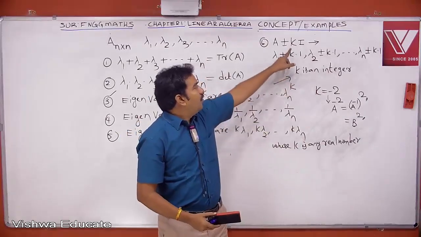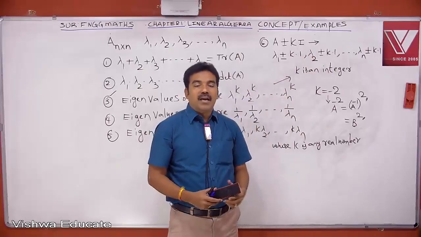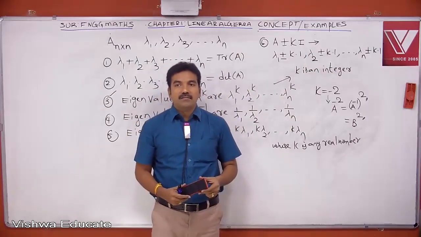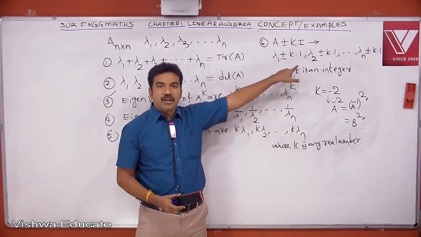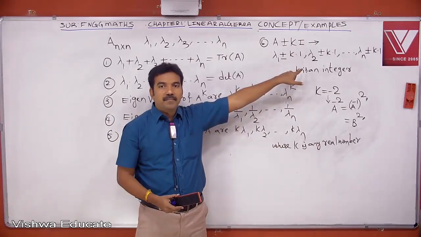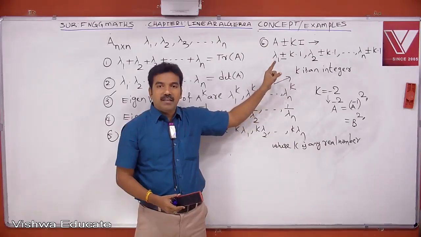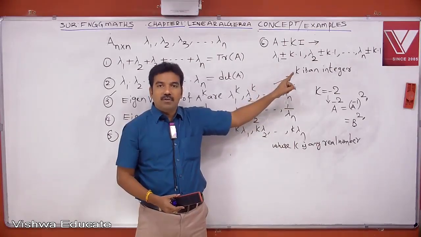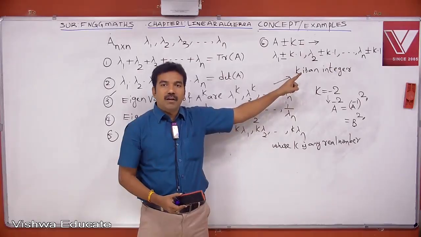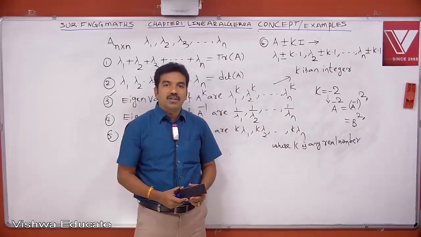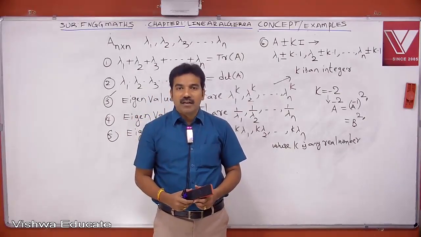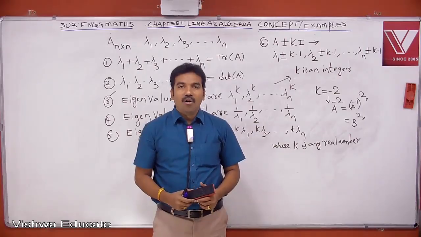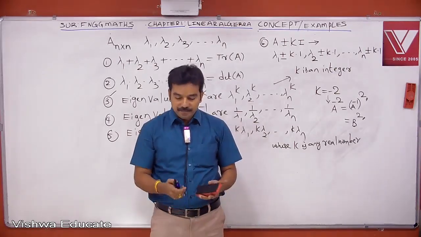Point number 6. The eigenvalues of A plus or minus KI are lambda 1 plus or minus K into 1, comma, lambda 2 plus or minus K into 1, comma, and so on, comma, lambda n plus or minus K into 1, since all eigenvalues of I are 1 only.